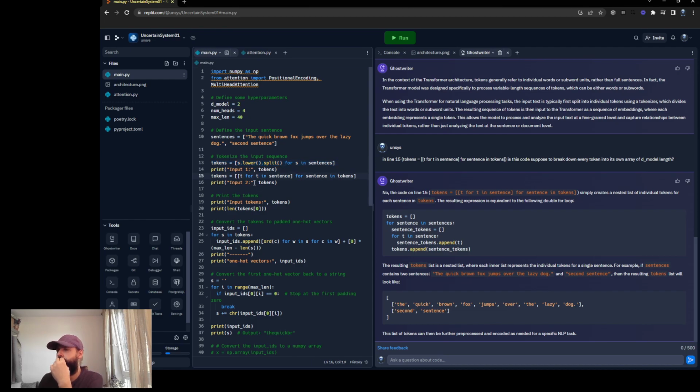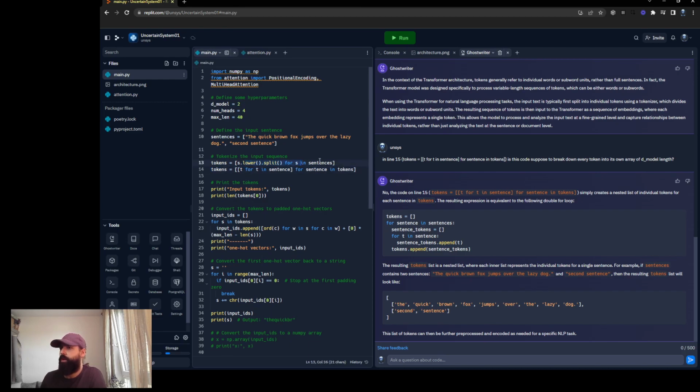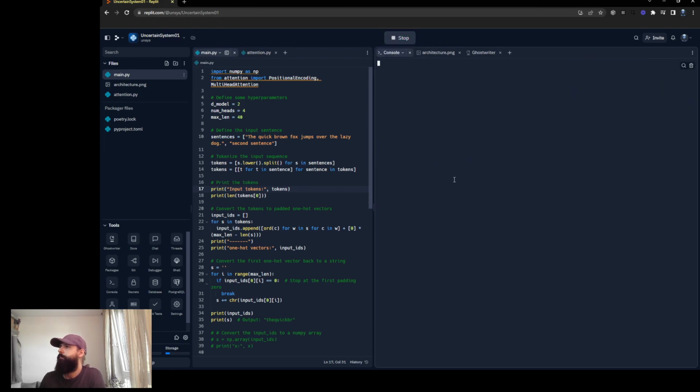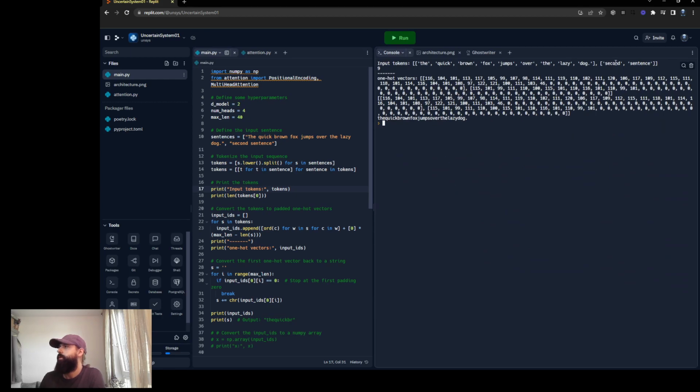Okay. Fine. Let's assume this is fine. Let's assume this just does the lowercase, and this splits that into sentences. Input tokens. Okay, print the tokens. So here we have the tokens, 2 sentences. Okay, and then the 1 hot vectors.